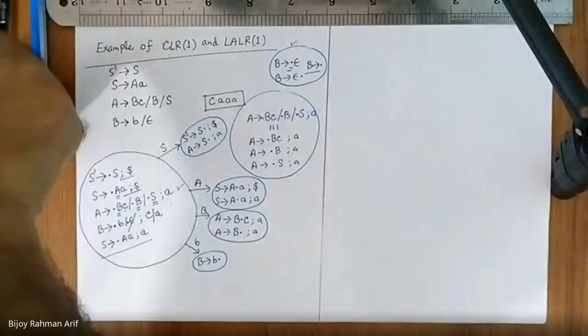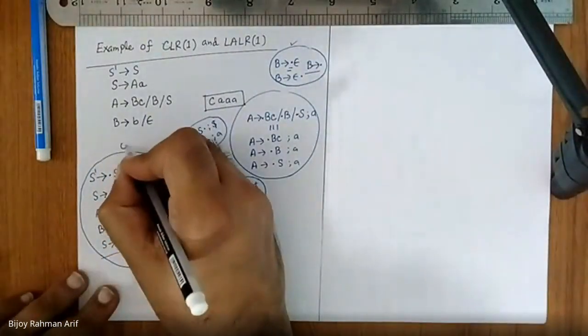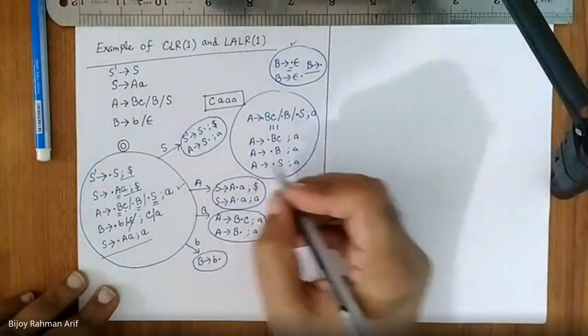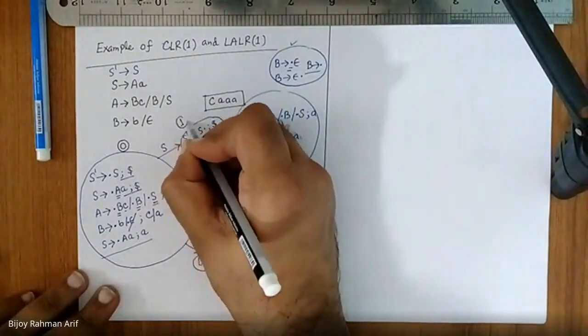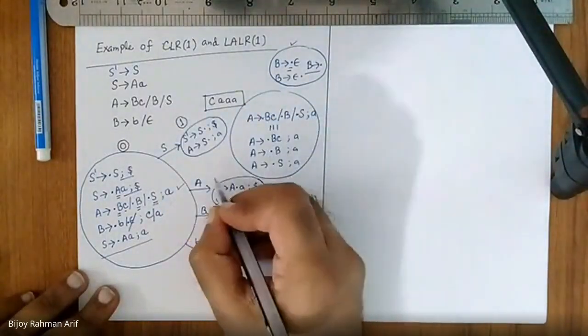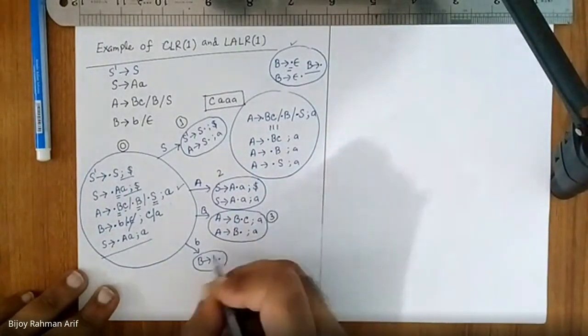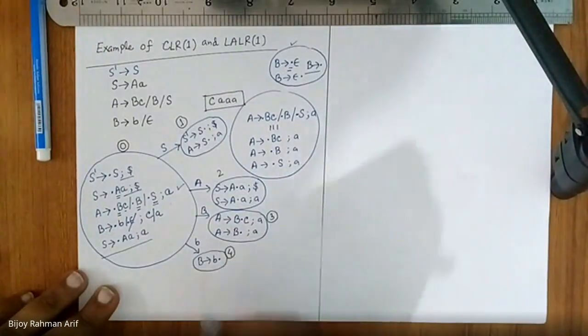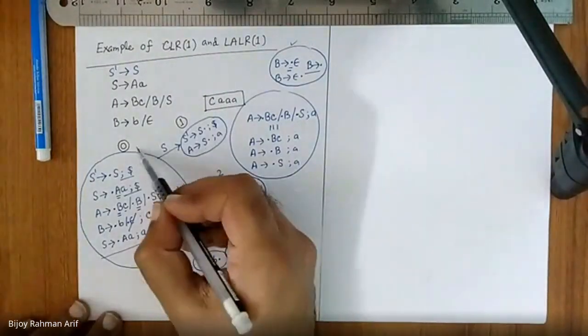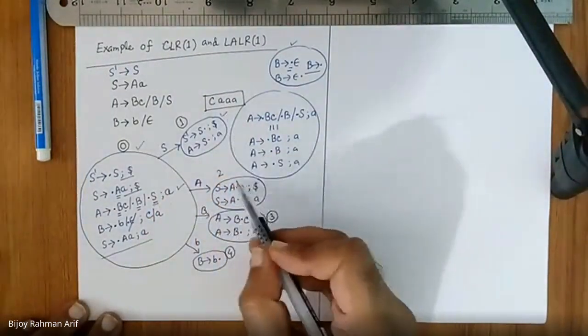All right, so let's number this. This is 0 and it contains a final item. This is 1 and it contains a final item. This is 2, it does not contain a final item. This is 3, it contains a final item. This is 4, it contains a final item. Now move here, it is done. We have done it.